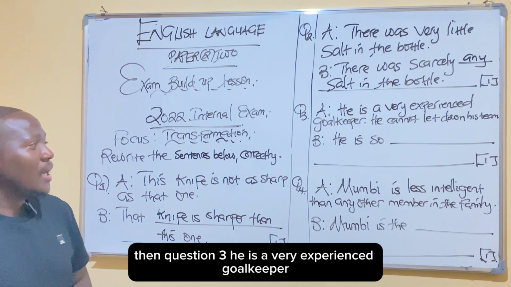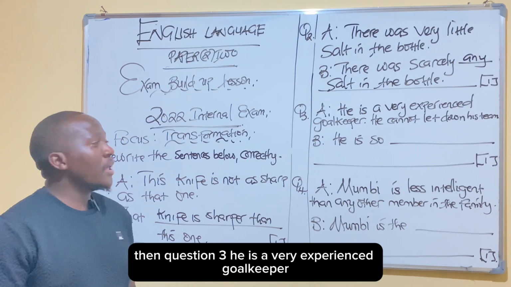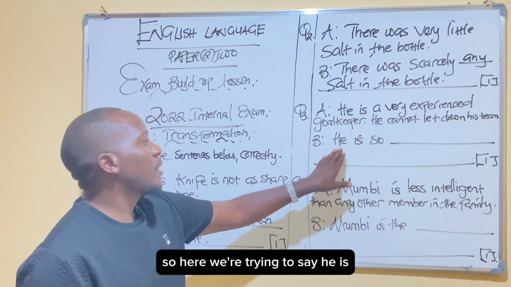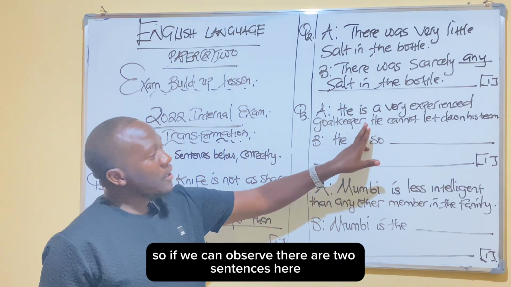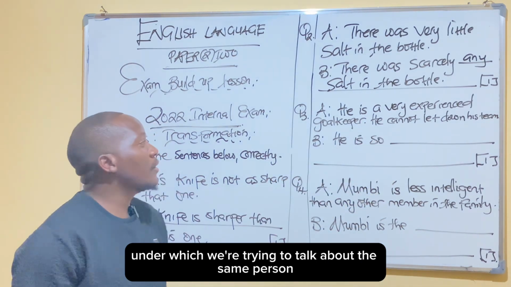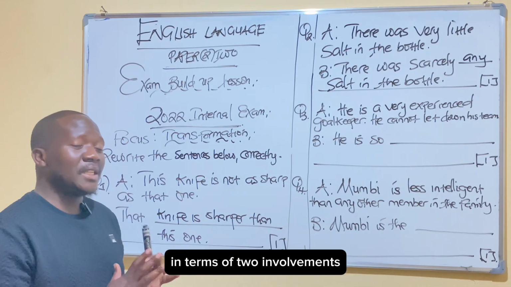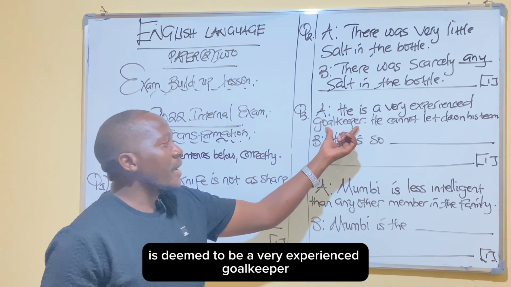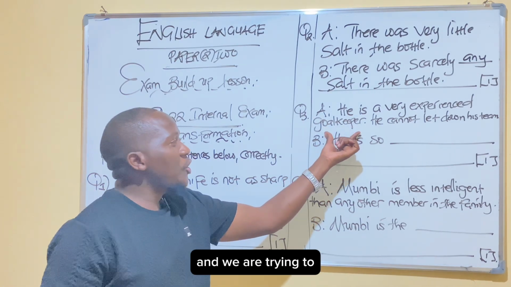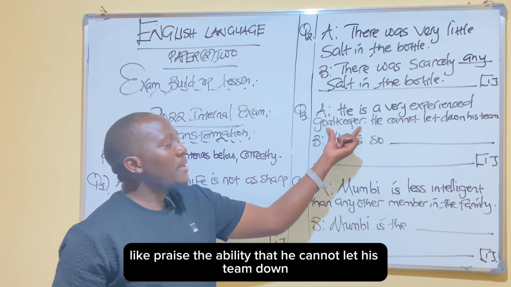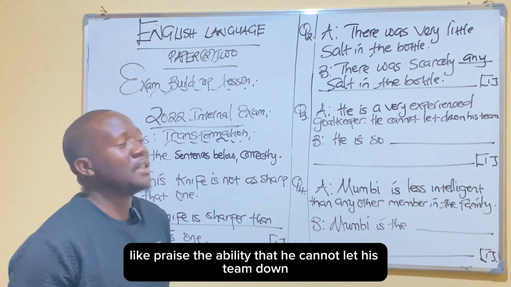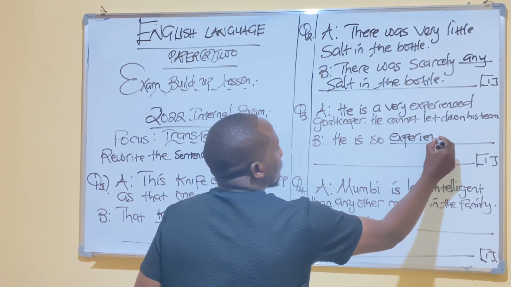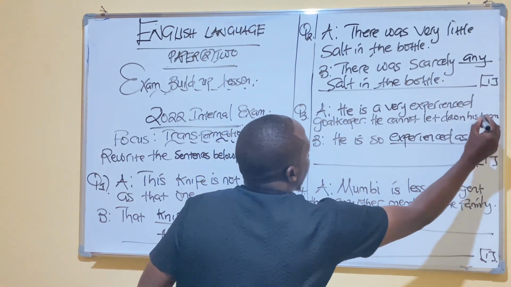Then question 3. He is a very experienced goalkeeper. Full stop. He cannot let down his team. So here we're trying to say he is so. If we can observe, there are 2 sentences here under which we're trying to talk about the same person in terms of 2 involvements. This person is deemed to be a very experienced goalkeeper, and we are trying to praise the ability that he cannot let his team down. So we're going to say he is so experienced as a goalkeeper.